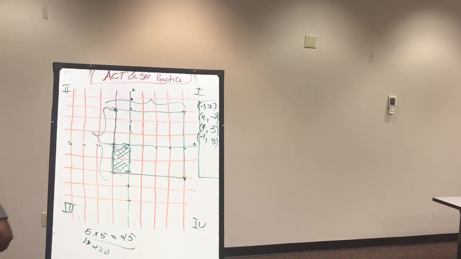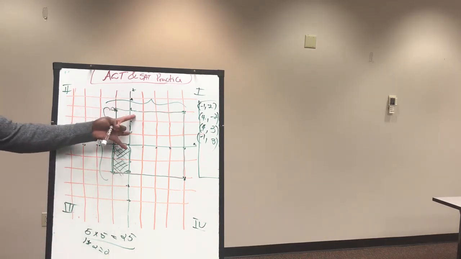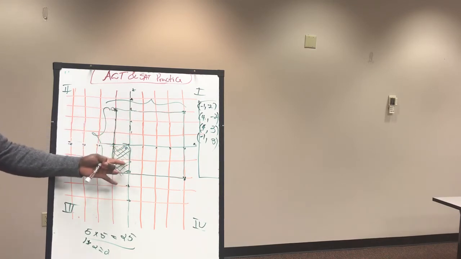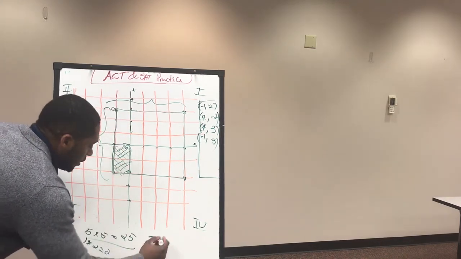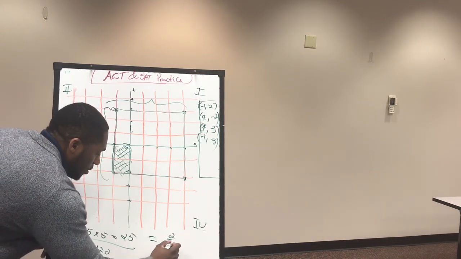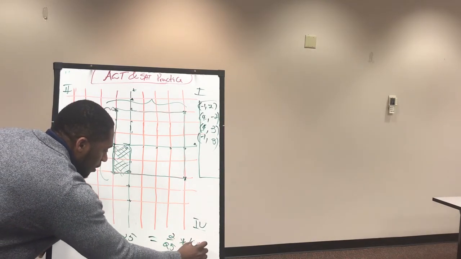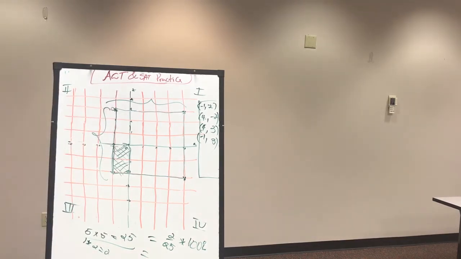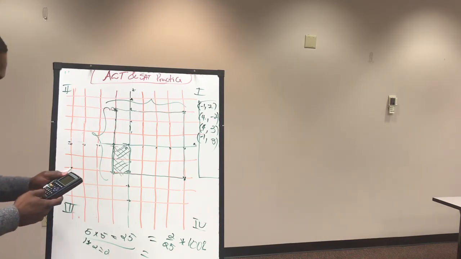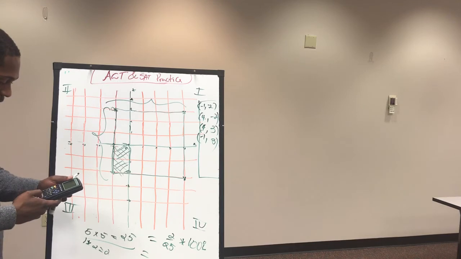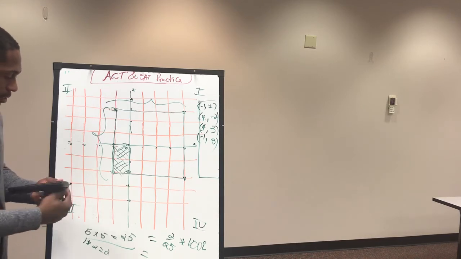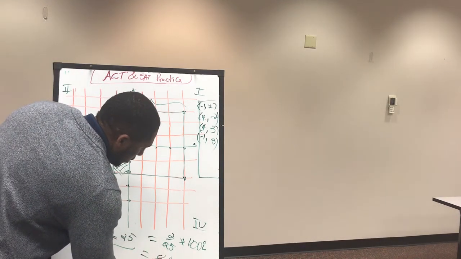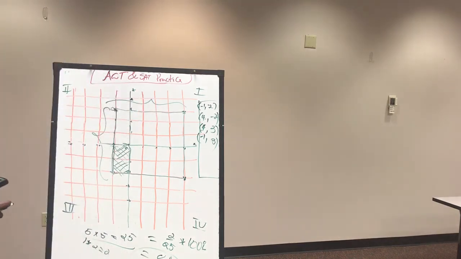So now in percentage, what percentage of the area of the big rectangle is this? To find a percentage, it's 2 divided by 25 multiplied by 100%. 2 divided by 25 is 0.08, multiplied by 100, which is 8%. And that's it. That's all we do for this one.